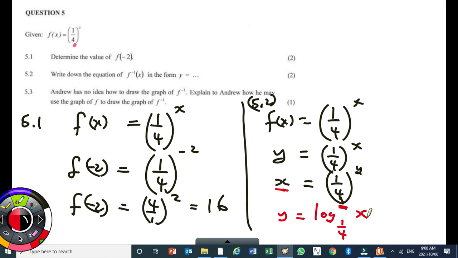It's 2 marks here, but you see here it says write what? Write down. So you can just write the answer and get full marks if your answer is correct without any working out. But if you forgot, then go back to the basics.